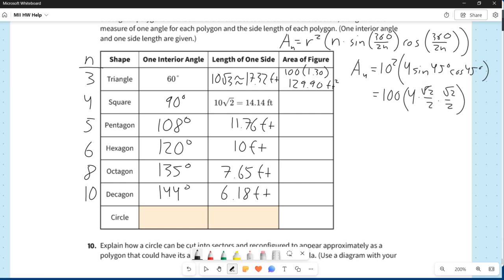I don't even need the calculator here because the 4 cancels with the 2's, and root 2 times root 2 is just 2. So this becomes 100 times 2, and 100 times 2 is 200. If you know your trig, and your fractions, and your radicals, for this question you don't need your calculator. But even if you did use your calculator, you should get 200 square feet. Moving along.